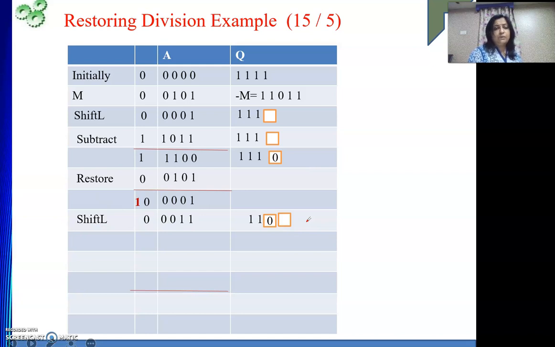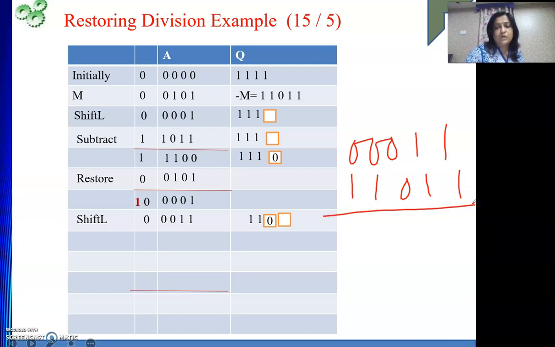Done. Then what do we have to do? Subtract. Subtract means, see here, 00011 is there, and we need to add 11011. So 1 plus 1 is 2, so this is a carry. So it is 111, then 10. So what is the sign bit? 1. So this bit will be set to 0, right? So that I will do.